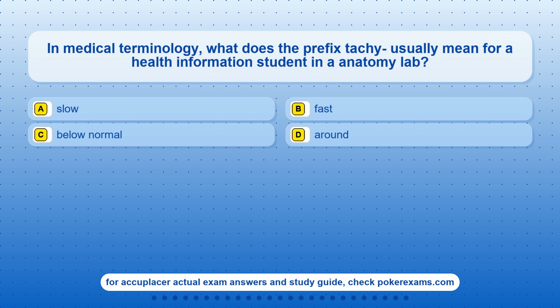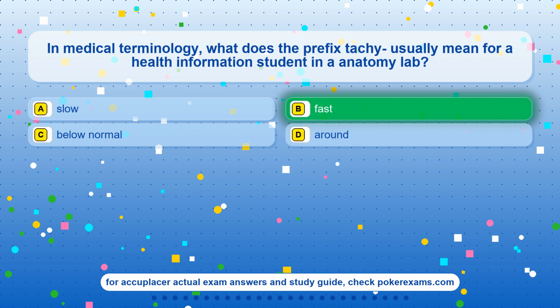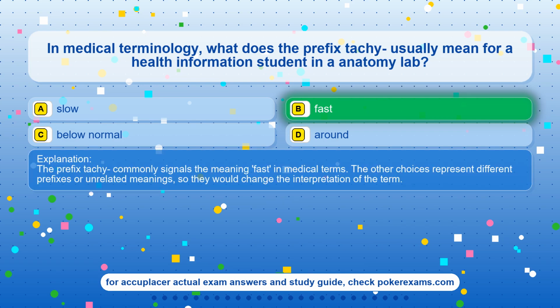Question 10. In medical terminology, what does the prefix "tachi-" usually mean for a health information student in an anatomy lab? Option A. Slow. Option B. Fast. Option C. Below normal. Option D. Around. The correct answer is option B. Fast. The prefix "tachi-" commonly signals the meaning fast in medical terms. The other choices represent different prefixes or unrelated meanings, so they would change the interpretation of the term.